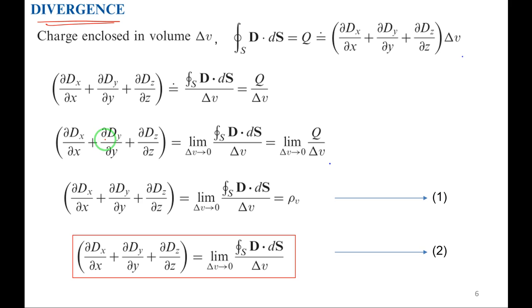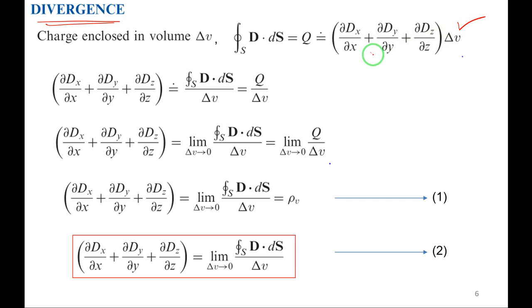Okay, as discussed in the previous lecture, the charge enclosed in the smaller volume. We have applied the Gauss law for the differential volume element, and we got this expression: the charge enclosed in the smaller volume delta V is equal to Q, and that is equal to the closed surface integral of D dot dS, and it is equal to the variation of the electric flux density in x direction, y direction, z direction over the smaller volume delta V. This expression we already know.